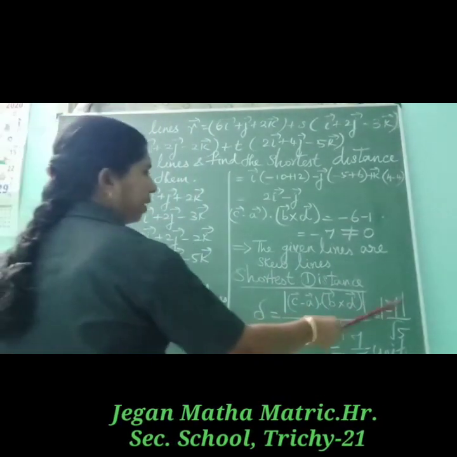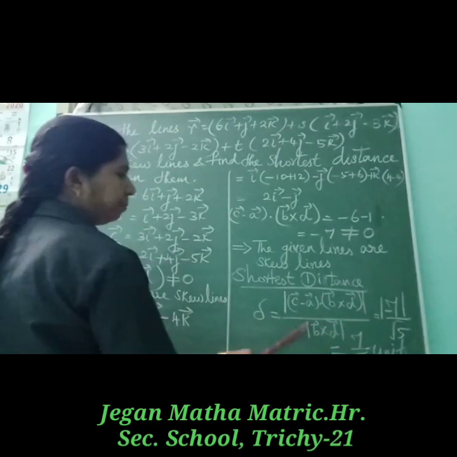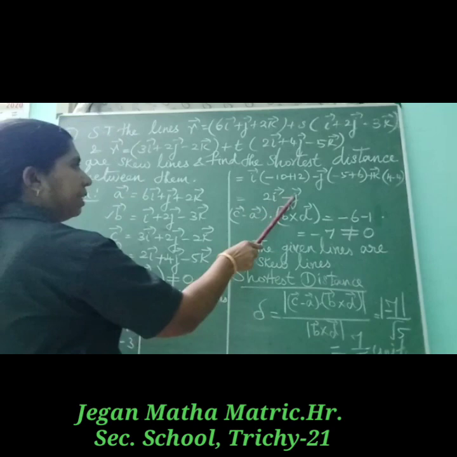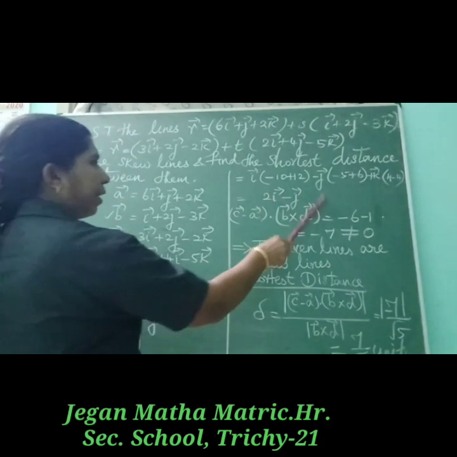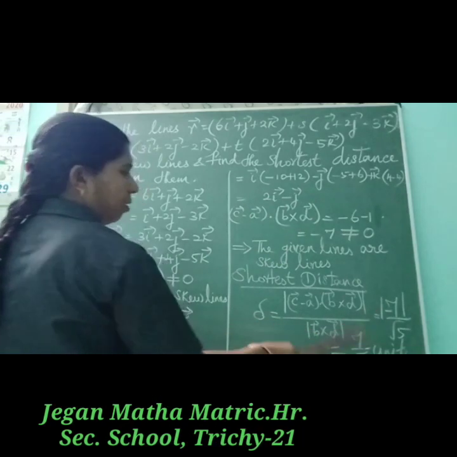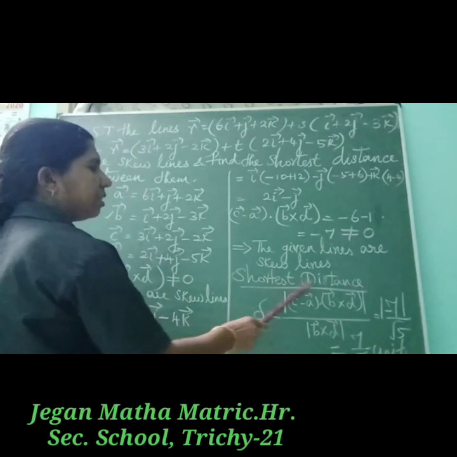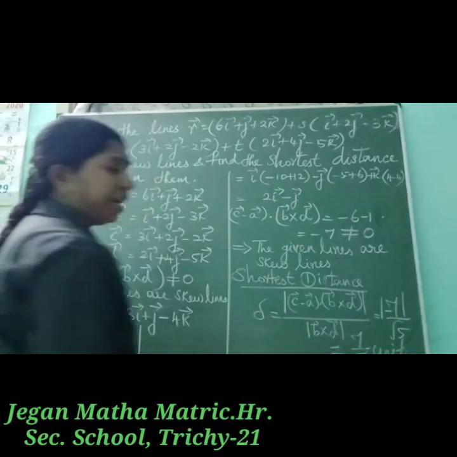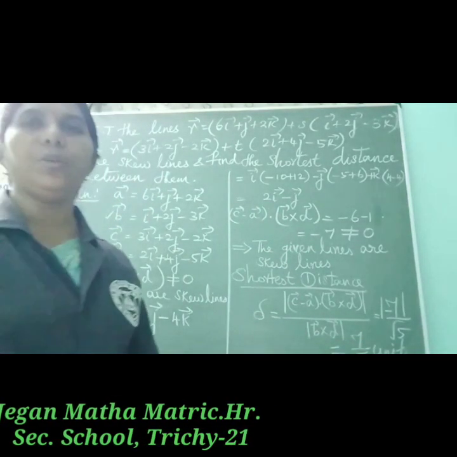So modulus of minus 7 divided by modulus of B cross D. B cross D is equal to 2i minus j. The modulus of B cross D is square root of 4 plus 1, which is root 5. So the shortest distance between these two skew lines is 7 divided by root 5 units.